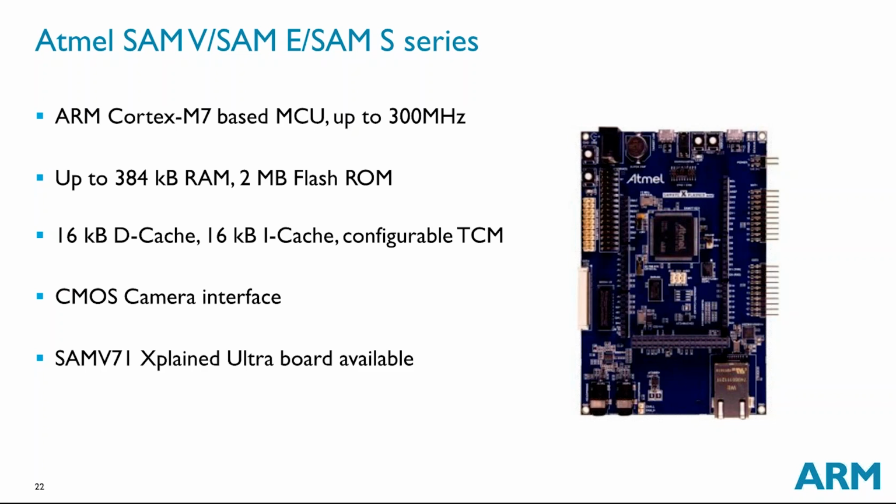There is one board currently available from Atmel, the SAM V71 Xplained Ultra board, which also offers most of the connectivity that is available on the SAM V Cortex-M7 based devices. In addition to Atmel and ST, Freescale has also announced their Cortex-M7 based Kinetis KV56 and KV58 parts. And these are still in pre-production phase and will become available later this year.